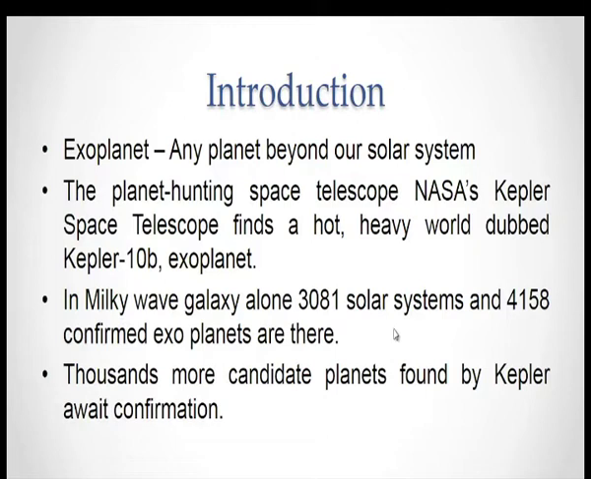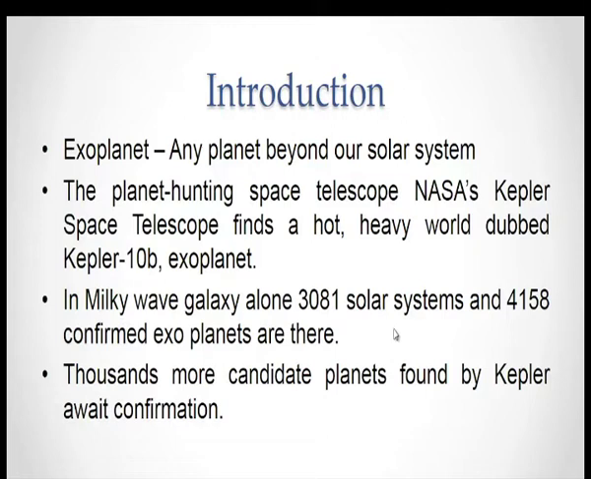The planet-hunting space telescope, NASA's Kepler Space Telescope, finds a hot, heavy world dubbed Kepler 10b exoplanet. This Kepler 10 is a star in our galaxy. This Kepler 10 star is explored by Kepler's Space Telescope. Then Kepler 10b is a planet orbiting around the Kepler 10 star, so that it is an exoplanet.